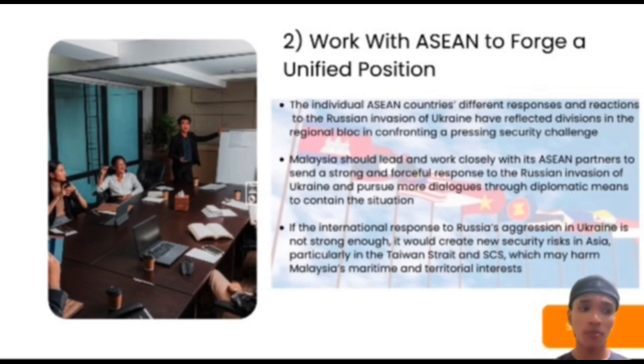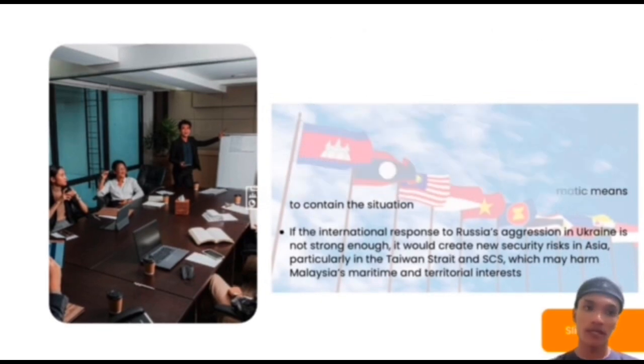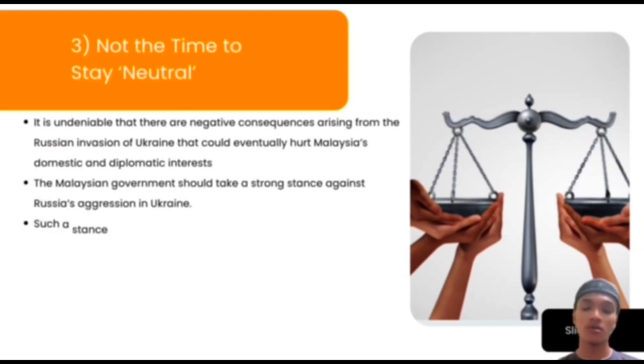And if the international response to Russia's aggression in Ukraine is not enough, it will create new security risks in Asia, particularly in the Taiwan Strait and the South China Sea, which may harm Malaysia's maritime and territorial interests. So the next one is that it is not the time to stay neutral.